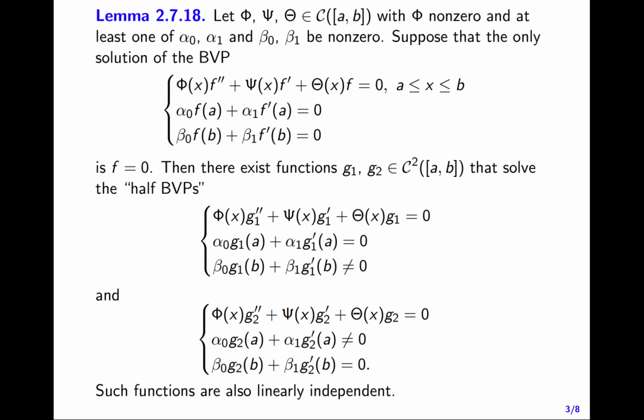So I claim, just to recap, if you only have the trivial solution to the original boundary value problem, then you can find functions that solve the half boundary value problems, and those functions must be linearly independent. And these functions g1 and g2 will be the building blocks of that function g of x and c, that kernel of the linear operator from the previous slide. So I'm going to walk you through the construction of how we can be assured that g1 and g2 actually exist.